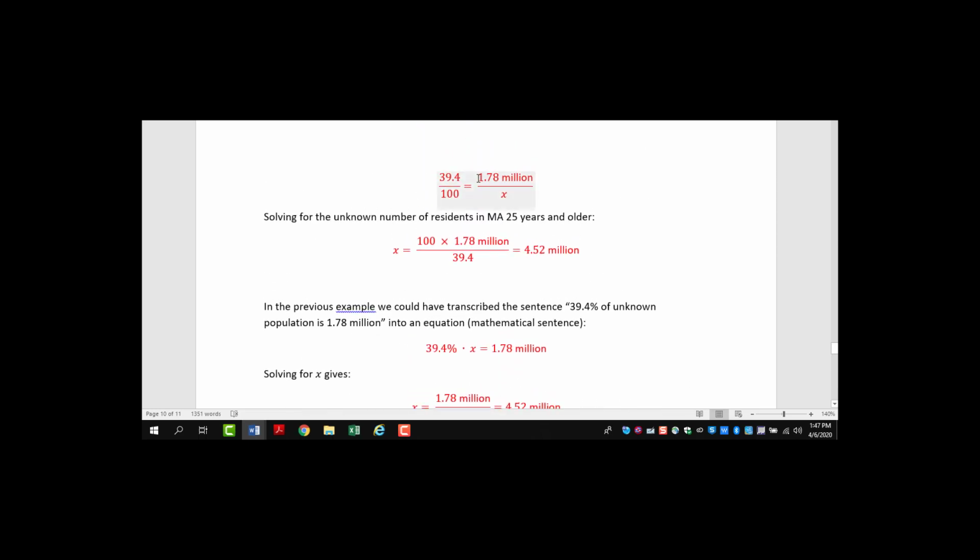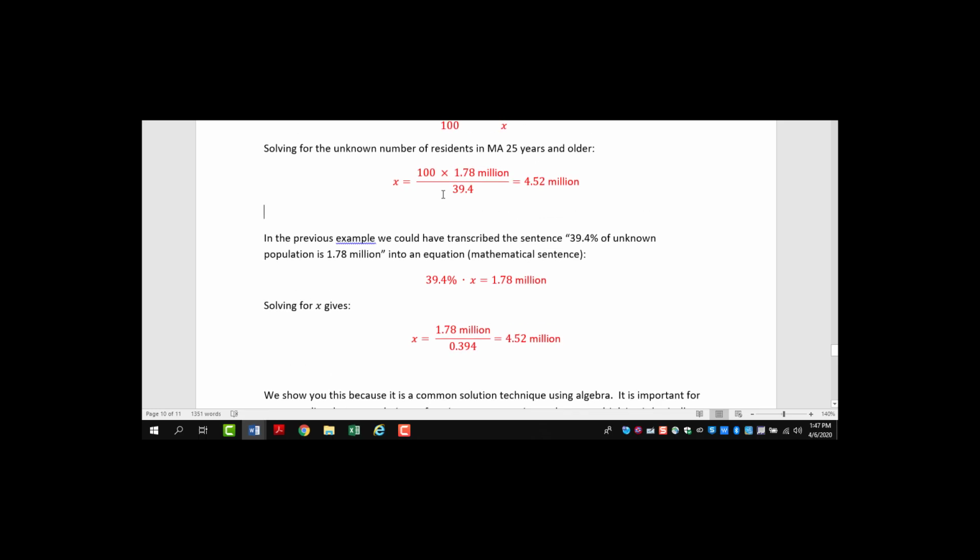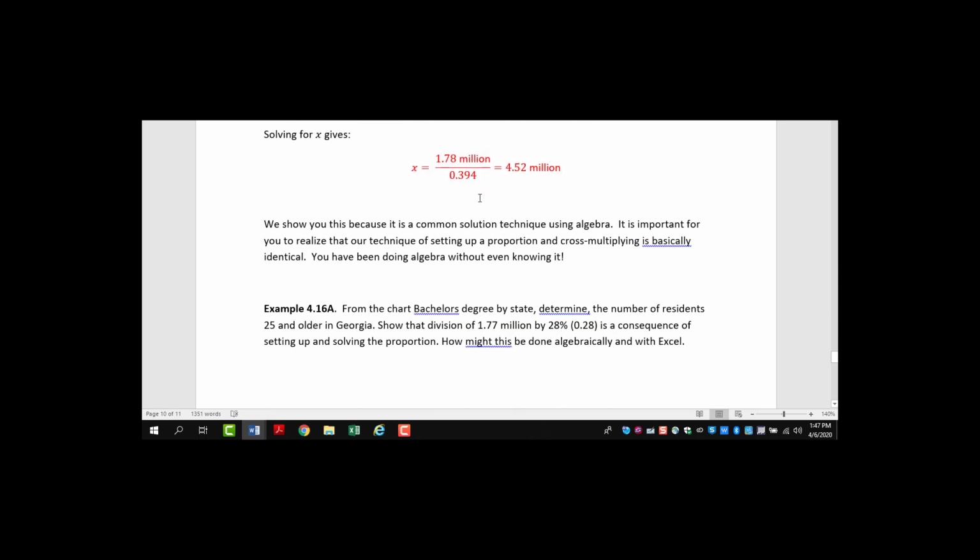This is how it can be done algebraically. 39.4% of, meaning multiply, some unknown number. So if you take 39.4% of some unknown number, you will get 1.78 million. Divide both sides by 0.394, right? That's because that's 39.4 over 100. And you get that. So that's an algebraic way of doing this. So the algebra is really identical. It's just you're sort of skipping steps here.